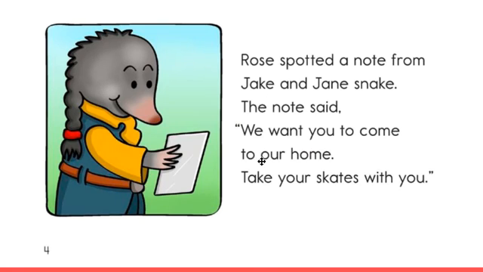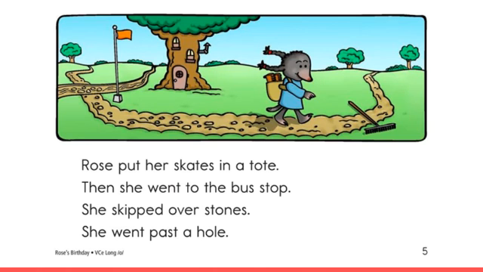Okay, we've looked at our words. You ready to read with me? Ready? Begin. Rose spotted a note from Jake and Jane Snake. The note said, "We want you to come to our home. Take your skates with you." Well, that's nice. Let's go ahead and see what happens.